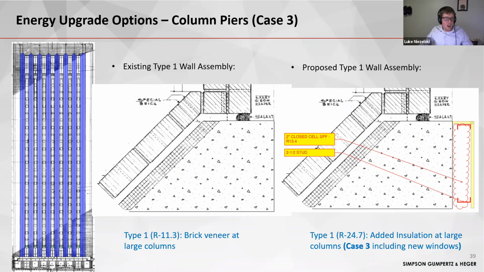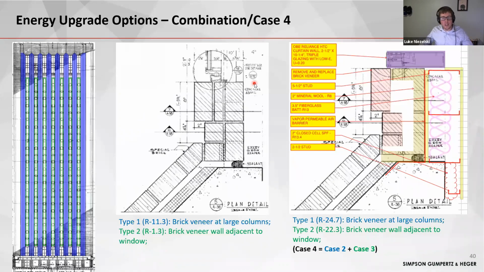And then option 4 is pretty much a combination of everything: new window, continuous cavity insulation, and interior insulation. And we also bumped up this stud wall a little bit since we were including more insulation on the interior side of this exposed concrete pier. And so these are the 4 cases that we are focusing on for this case study.